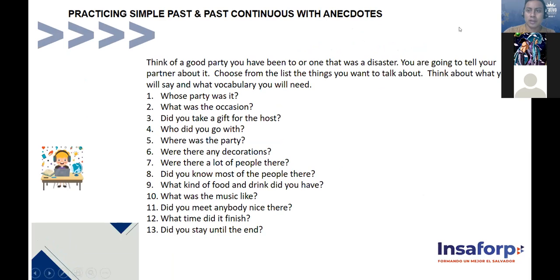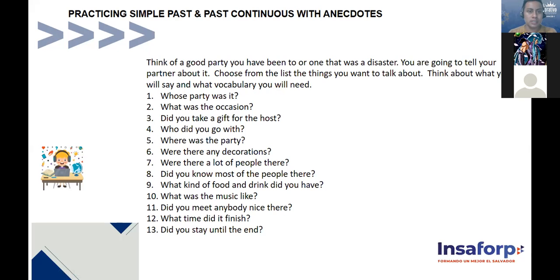Let me read it for you guys. Hold on. It says, think of a good party that you've been to or one that was a disaster. So it can be either way, a good party or a disaster one. And you're going to tell your partner about it, okay? Choose from the list the things you want to talk about. Think about what you will say and what vocabulary you will need, okay? This is in the past.